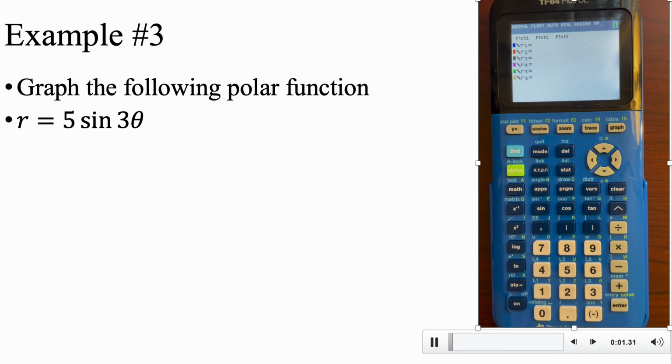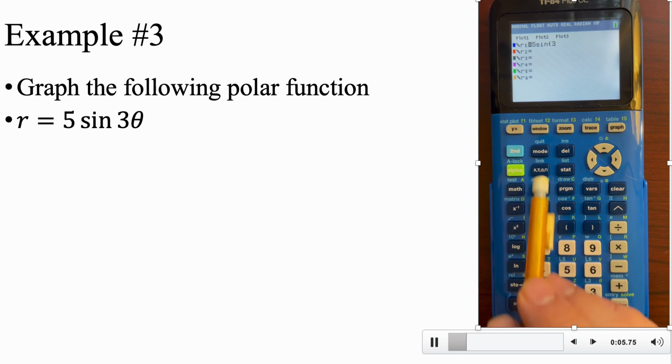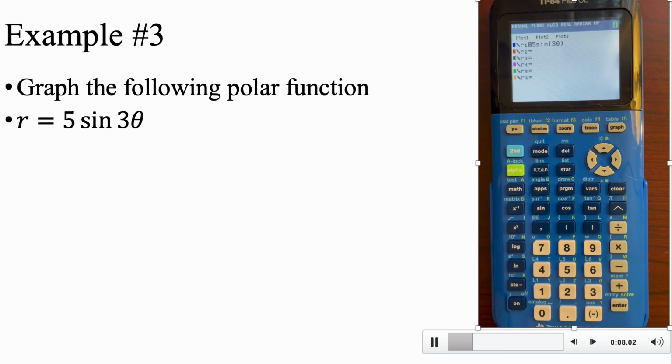All right, so this one's our rose with an odd number. If we see here, there should only be a total of 3 rose petals for this particular graph. Again, it doesn't matter that it's sine or cosine. That part's not relevant to the number of petals. It's the value of n that we're concerning ourselves with. And you can see, there's our 3 rose petals.